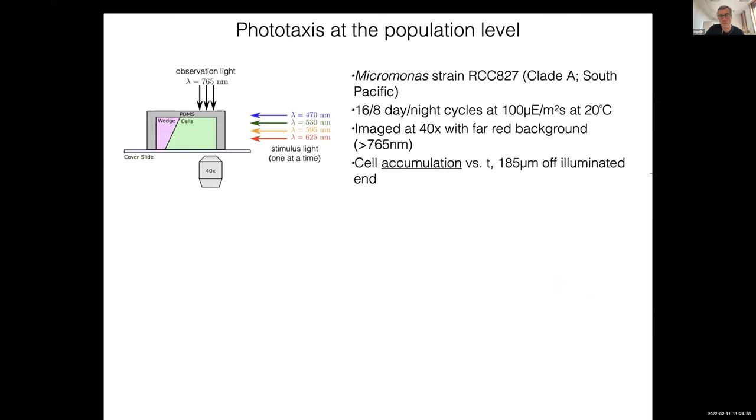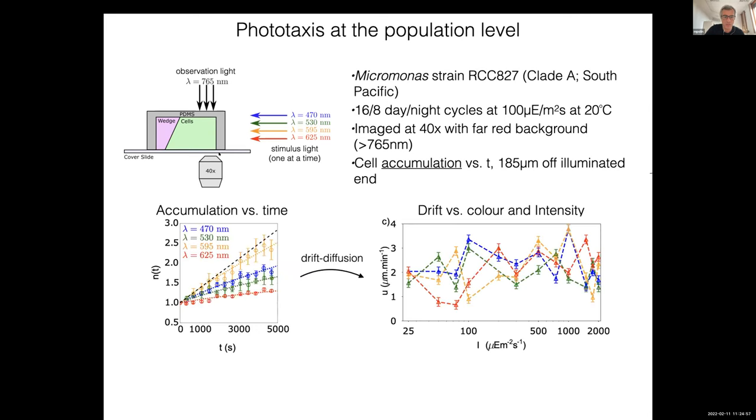So we decided to look at it in two ways, one at the population level and the other at the single cell level. So I'm going to tell you a little bit about the population level, and then I'll skip to the crux at the single cell level. At the population level, we look essentially at the accumulation of cells towards the side of our chamber that faces the light stimulus. Long story short, we get a drift, which is essentially constant as a function of the range of intensities that we explored. So normal daylight is about here. And also as a function of color.